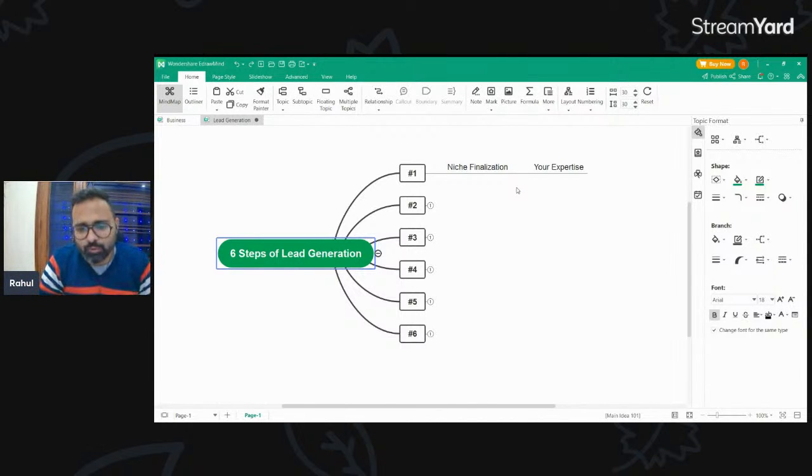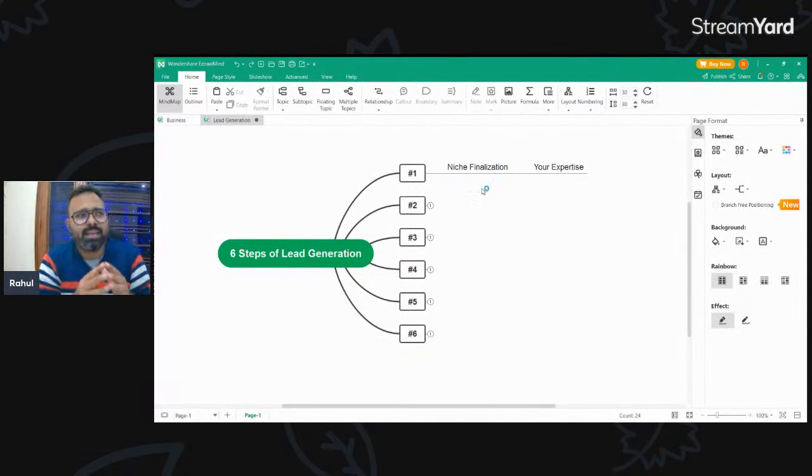And that is what I mean by expertise. So finalize your business first, analyze yourself, what expertise you have, and that is how you'll understand what your business should be.